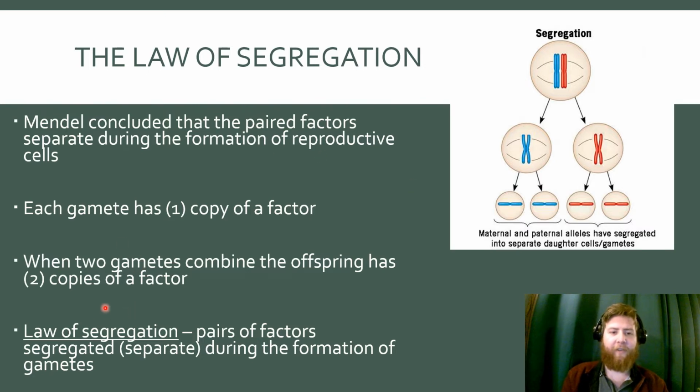So the law of segregation says that pairs of factors segregate or separate during the formation of gametes. So let's say this is chromosome 3. Each gamete is only getting one copy of chromosome 3, whether it's from dad's original side or mom's original side.